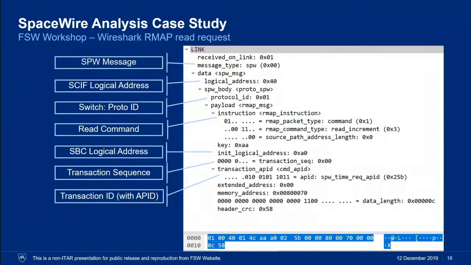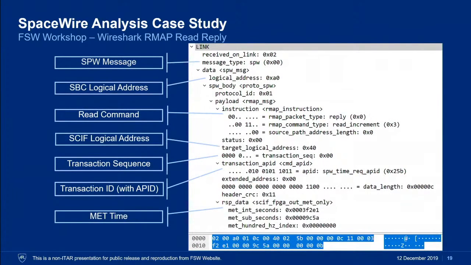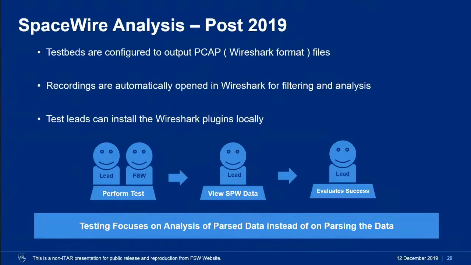So glancing at the next slide, this is the read reply, which I'm not going to go through every bit as much as I did before, but I want to highlight a couple pieces that are different or changed. The logical addresses have switched, which makes sense because the target and initiator have switched, because this is the read reply. Each piece of the read command is still broken out, and this time it says that it is a read reply. And then the transaction sequence and transaction app ID are the same, which again, they should be because it is the read reply to the same command. And finally, at the bottom, we have the MET time. This is the data broken out into seconds and subseconds, and all of this has been defined in our Kaitai infrastructure.